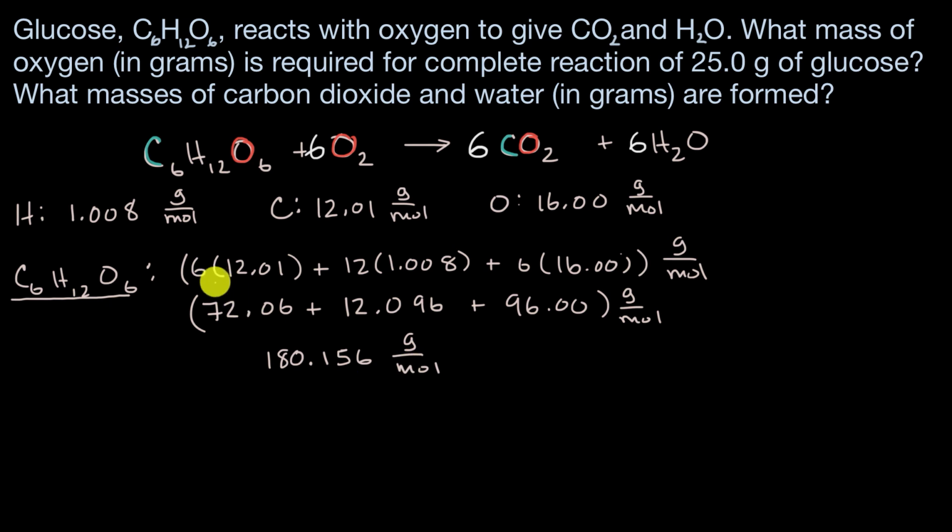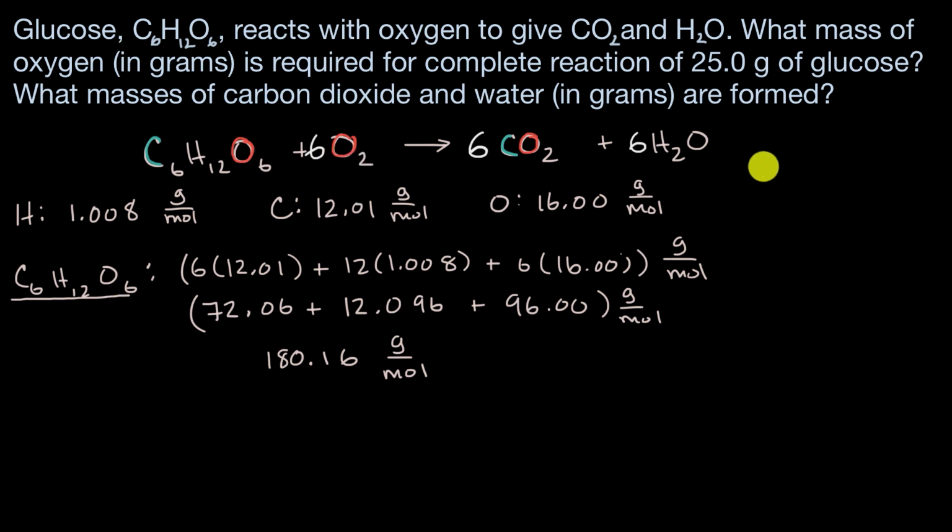And let me make sure I got the significant figures right. The 6, the 12, and 6 are pure numbers, so I'm still good with this. And then when I add these numbers together, I need to round to as much precision as I have in the least one. So here I go up to the hundredths, up to the hundredths, up to the thousandths. So I need to round this actually to the hundredths place. So this is going to be 180.16 grams per mole of glucose.